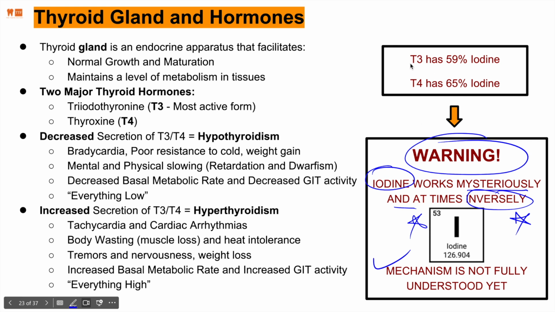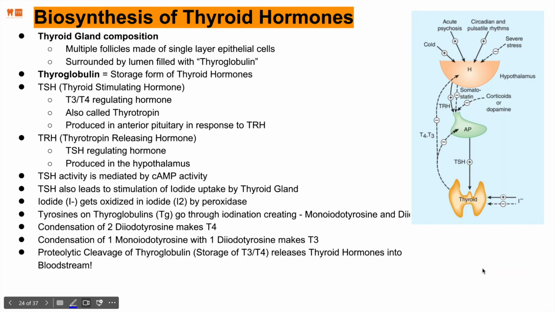T3 has 59% iodine content and T4 has 65%. What does that mean? Thyroid is useless without iodine. But the mechanism is not fully understood. So let's take a look at what we can rectify. Biosynthesis of thyroid hormone. How is thyroid hormone actually produced? Well, let's take a look.